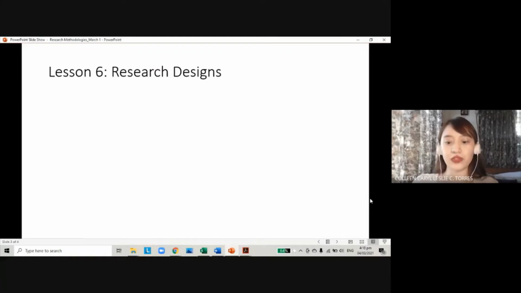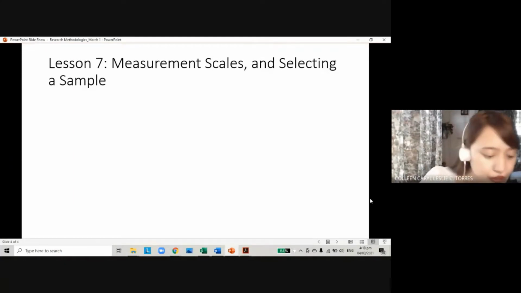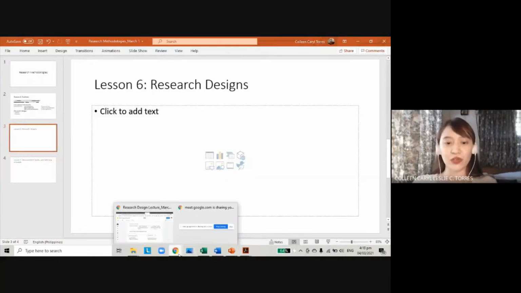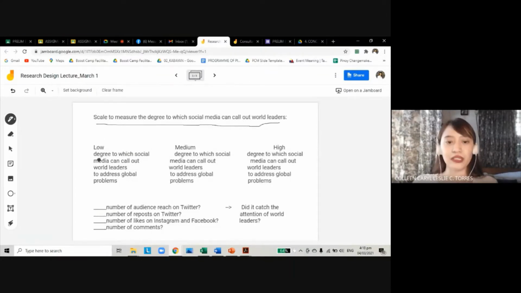This afternoon, we're going to go through research designs and measurement scales. For measurement scales, we are going to look at how to create measurement scales, class, not just the measurement scale that we referred to in the discussion last Monday, to measure the degree to which social media can call out world leaders. So this is an example of a measurement scale.